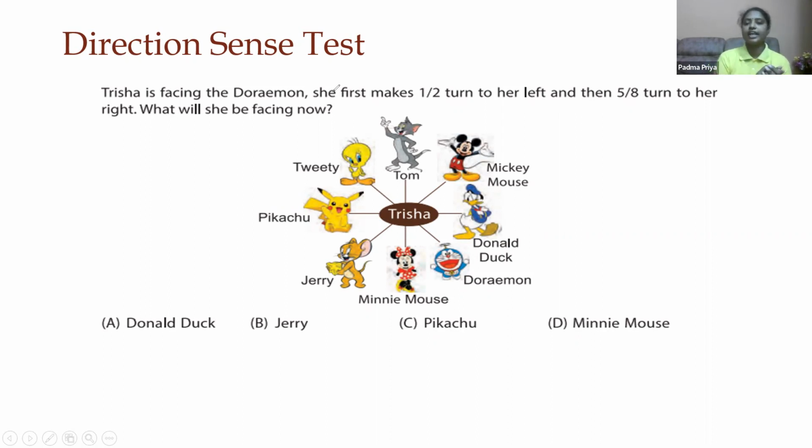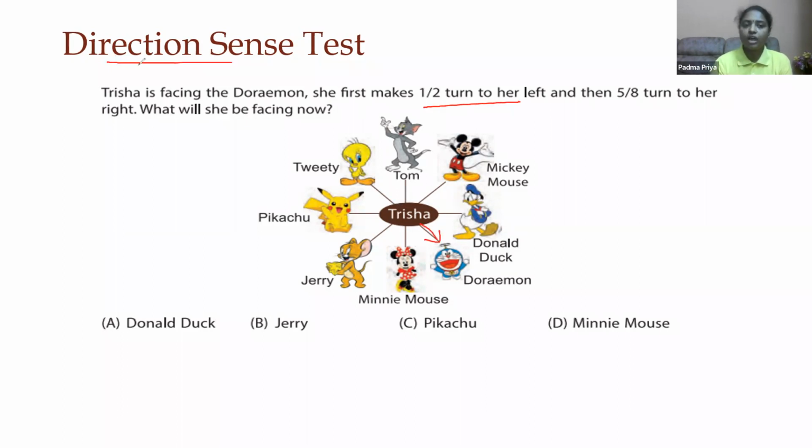First, they said she takes half turn to the left and 5/8 times to the right side. So they are giving different turns. This is a higher level question. Again, I tell you, please do not feel bad if you don't understand, okay children? For lower grades, again, I'm telling. So now let us see this question. How is it possible? First, the person, Tisha. Tisha is facing the Doraemon. Doraemon means she is looking in this direction. She is taking a half turn left.